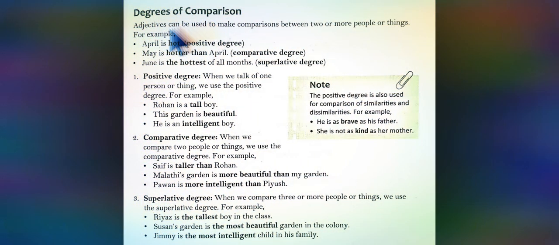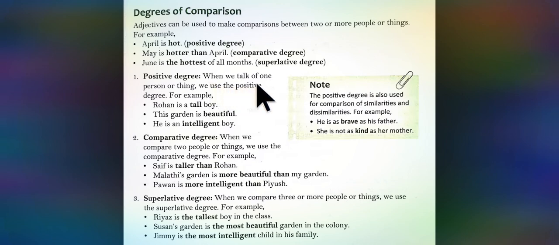Now let's study about degrees of comparison. Adjectives can be used to make comparisons between two or more people or things. For example, April is hot, May is hotter than April, June is the hottest of all months. Now let's try to understand it more clearly. So the first type of degree is positive degree.